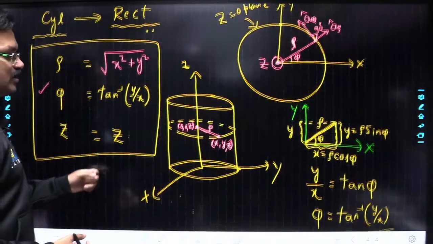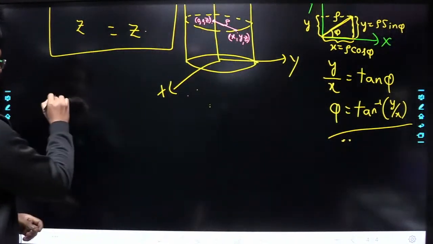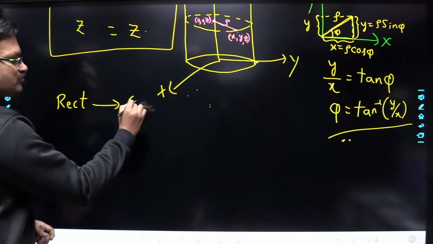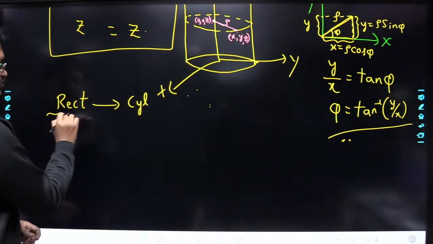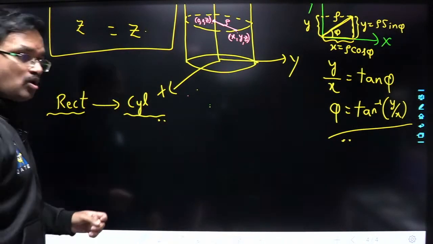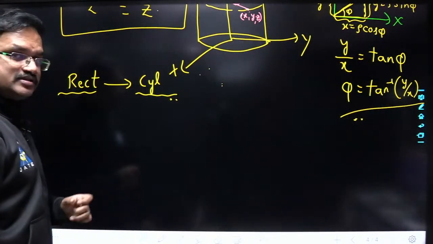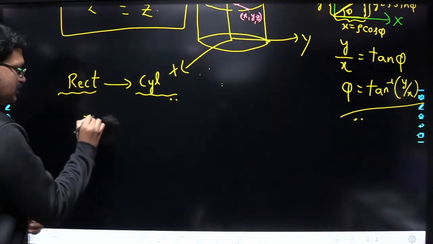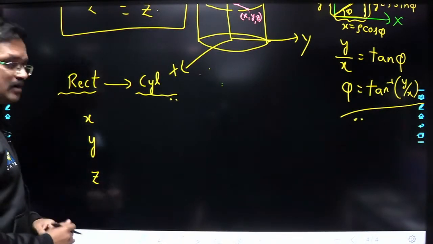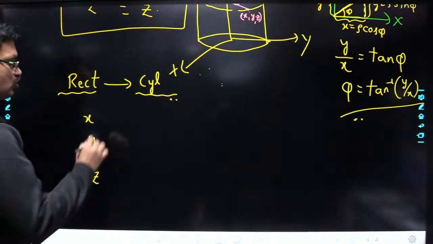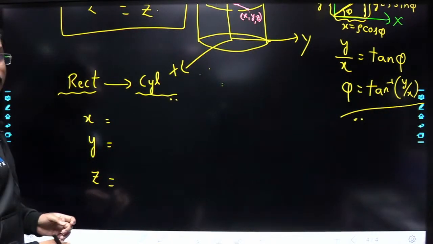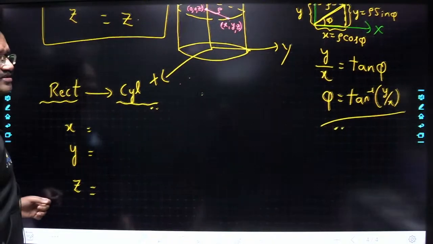Similarly, you can represent the rectangular coordinates in terms of cylindrical coordinates. The rectangular coordinates are nothing but x, y and z. So you want to represent this x, y, z in terms of cylindrical coordinates. See, we have already done that here.